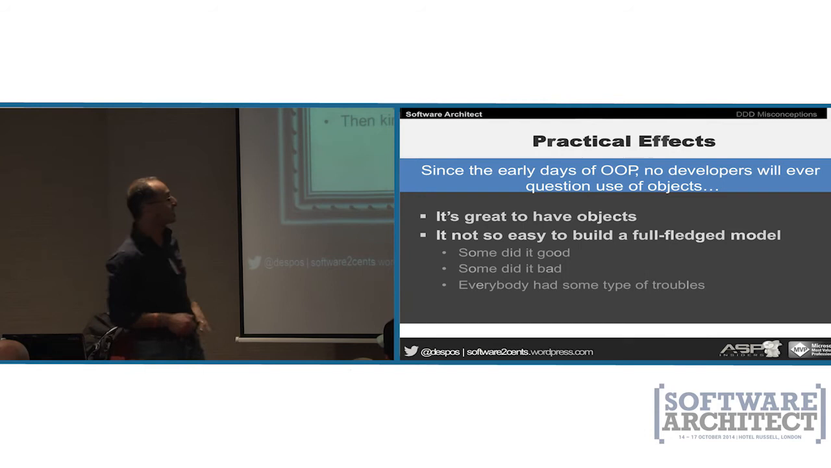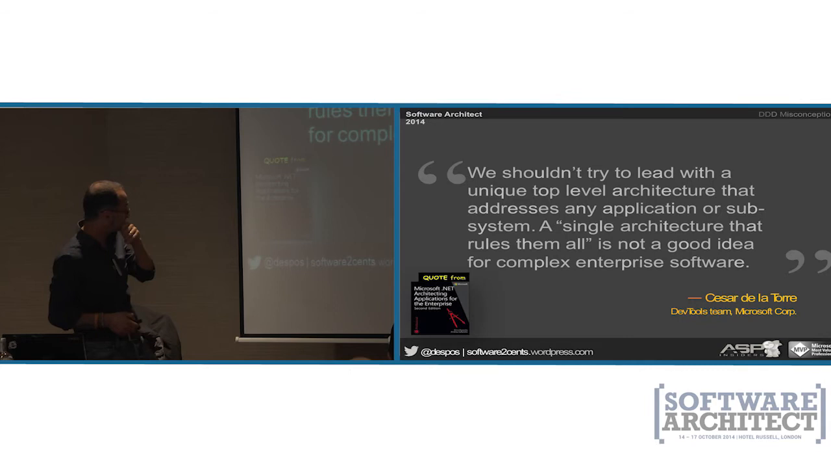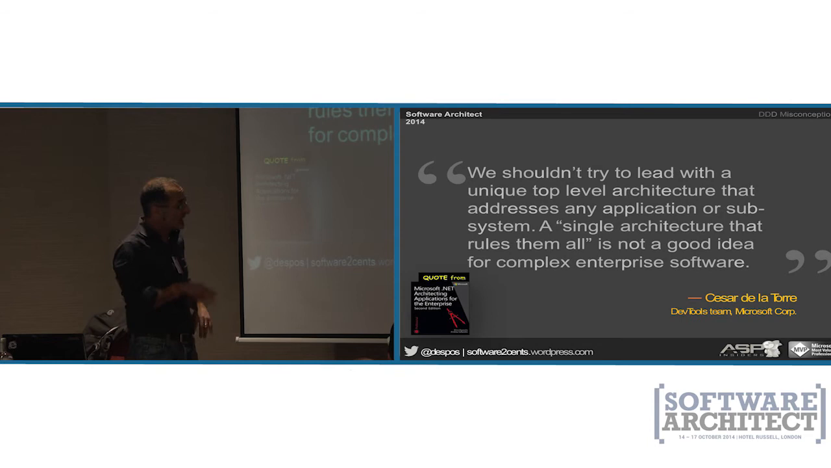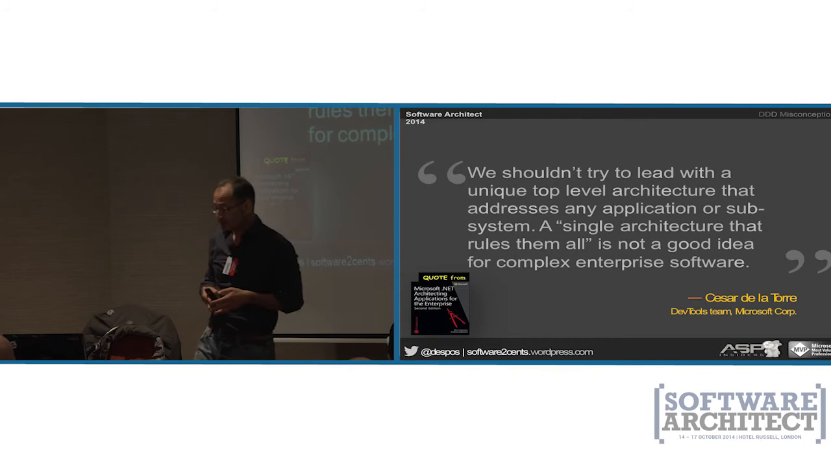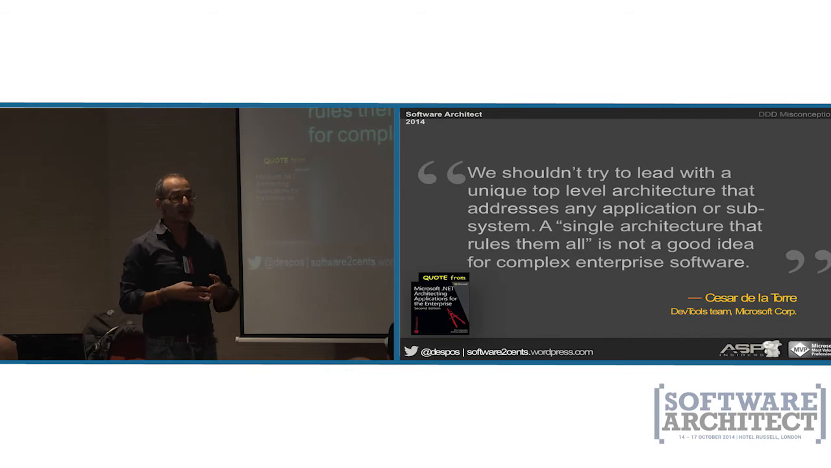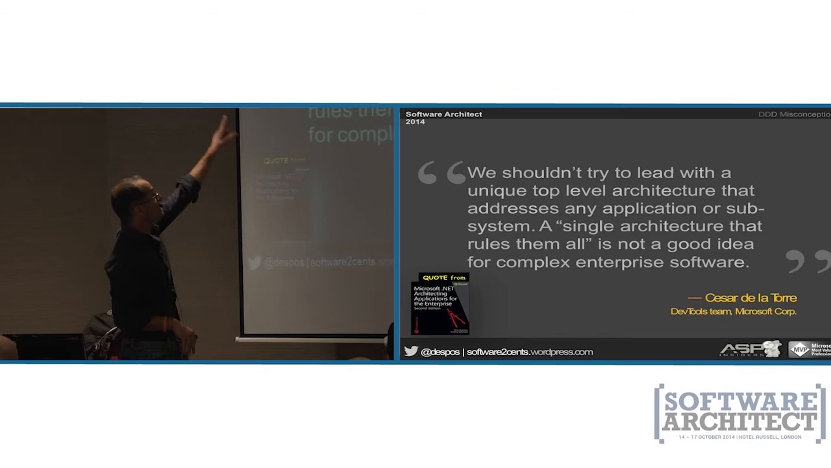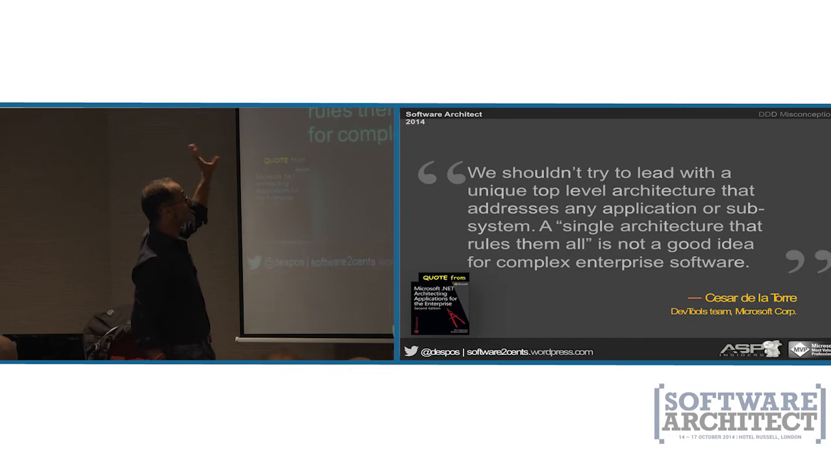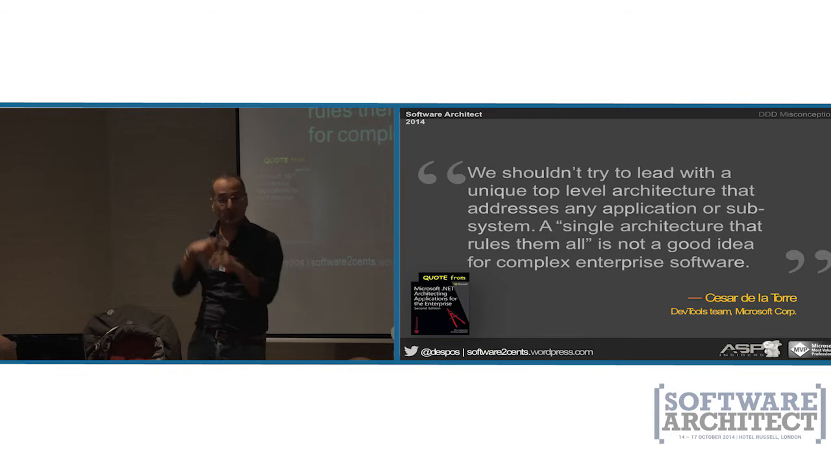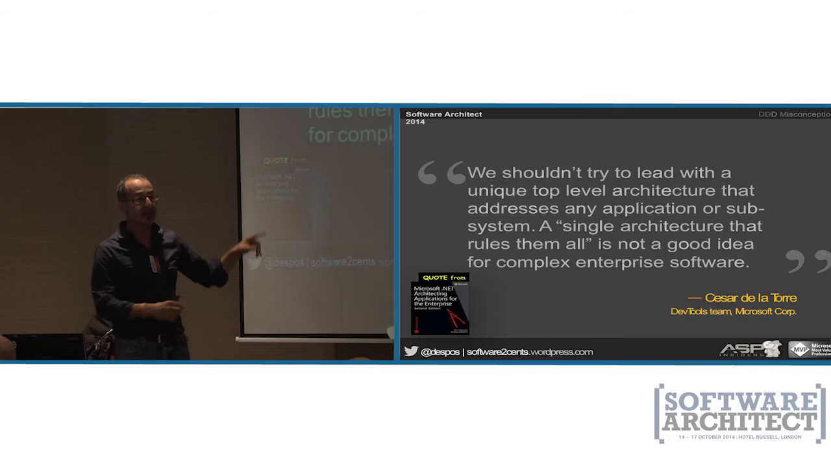Now, this is a quote from my latest book, Architecting Applications for the Enterprise. But the guy who said that is one of the Microsoft Corp people that work closely with companies, with Microsoft shops, to build enterprise-class architecture. So he says, we shouldn't try to lead with a unique top-level architecture that addresses any application or subsystem. A single architecture that rules them all is not a good idea for complex enterprise software. So this puts the final word, the crux, on the grave of the idea, from the previous slide, that a full-fledged model is the way to go.